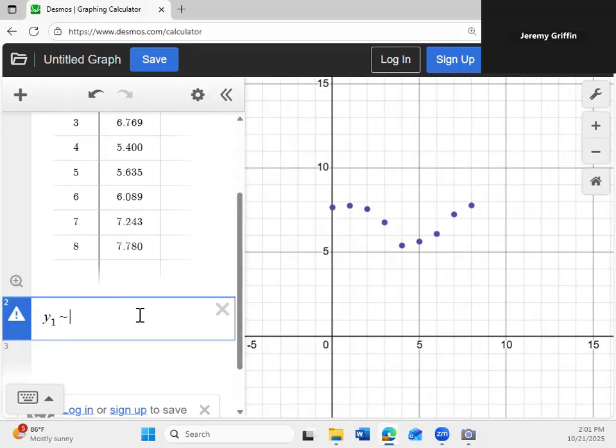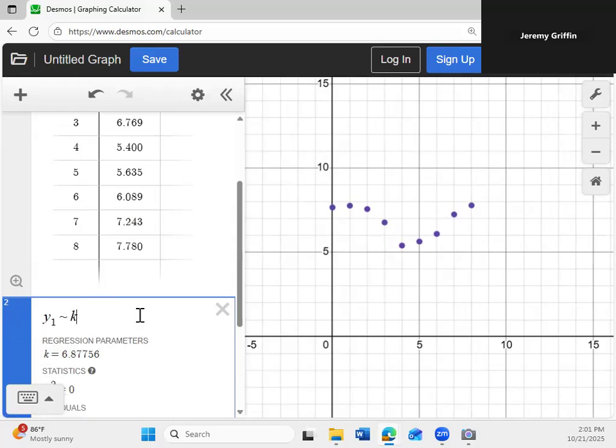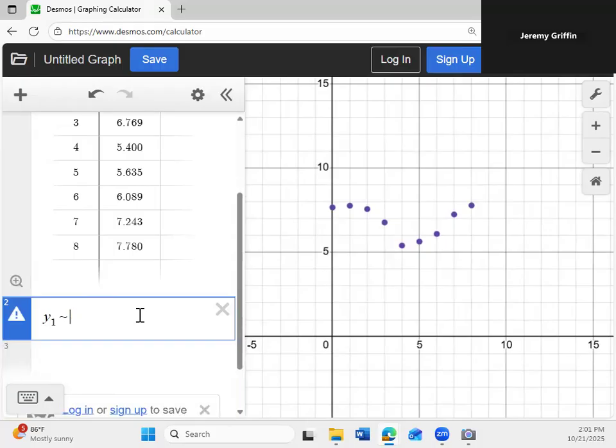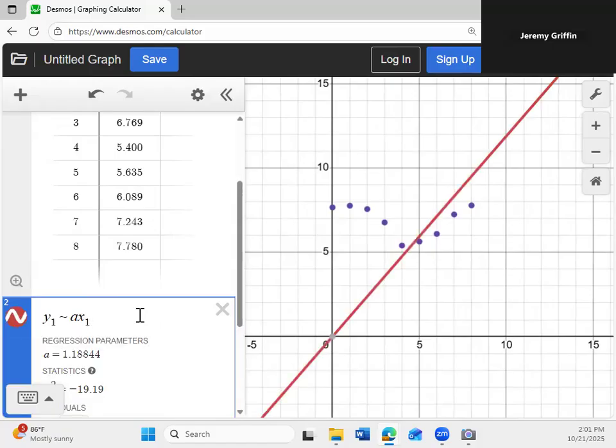Now, if I do something like K, well, actually, that didn't do a thing. I was seeing if it would give me a flat line, but it doesn't. Let's do A X subscript 1. If you just stop there, it does give you the best direct relationship that it possibly could, although that red line doesn't model that data very well at all. But I mean, if you force it to.